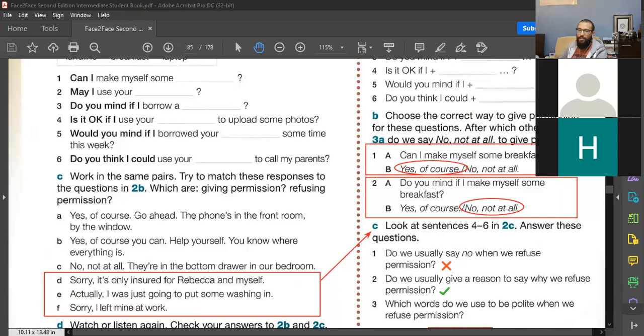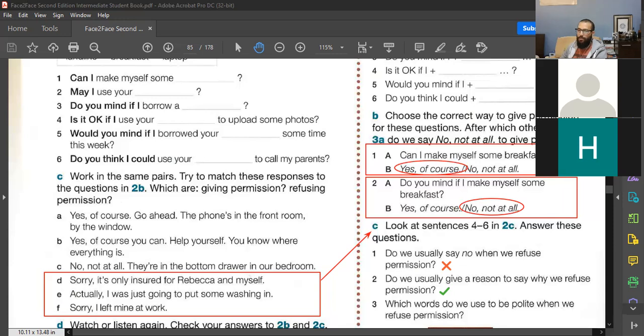So here in question D, when he said sorry, it's only insured for Rebecca and myself, this was an answer to the question, can I use your car? So of course he doesn't want them to use his car. And he explained why. He said it's only insured for Rebecca and myself, meaning there's no insurance for anyone else. So no, but he didn't say no. That is the idea.